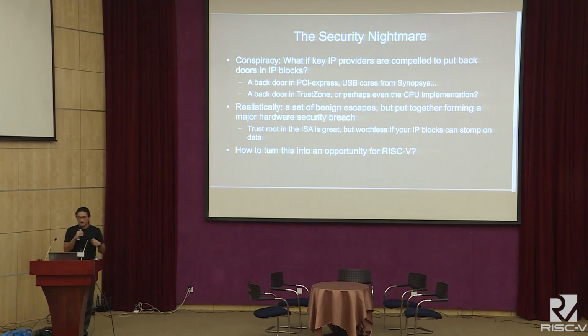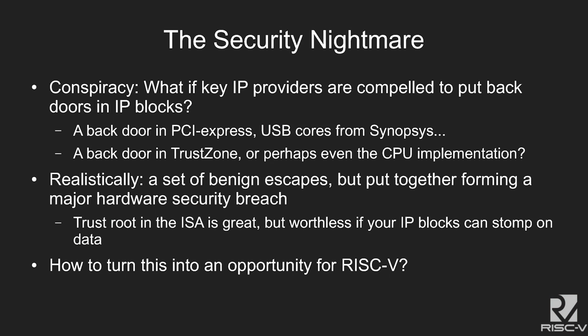But this leads to the security nightmare that these people will have when they learn about this, which is, what if key IP providers are compelled to put backdoors in IP blocks? What if a three-letter agency went to Synopsys and said, put this backdoor inside your PCI Express block or your USB cores. It's opaque, it's RTL anyways, or an encrypted netlist, whatever. No one will find it, or TrustZone or the CPU ISA. That's the conspiracy side. But realistically, the things that people need to worry about are just benign test escapes, which put together as a system create a hardware security breach.